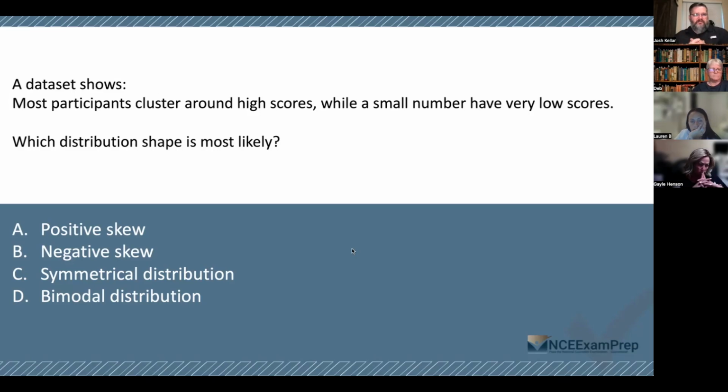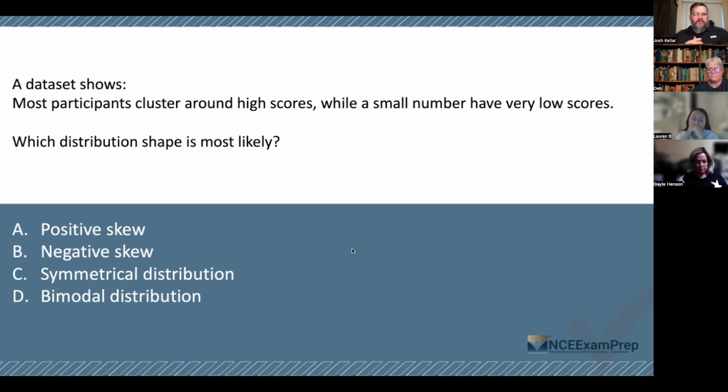We haven't talked a whole lot about bimodal. What does that mean? Well, it would be two groups, right? It'd be like a double-humped camel. Yeah, bimodal would be like an M-shaped curve. So we can rule that out. So it's between A and B, positive or negative.